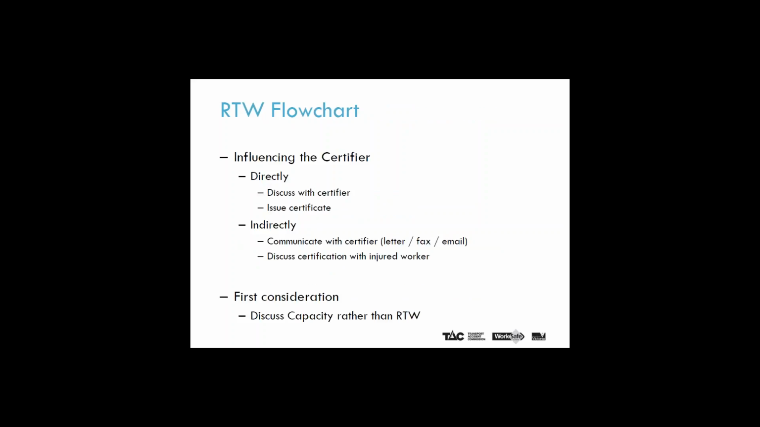A certifier can be influenced directly or indirectly. Direct methods include discussing with the certifier or issuing the certificate yourself. Indirect methods include communicating with the certifier with a letter, a fax, or an email. Alternatively, discussing appropriate certification with the patient, who can then discuss with the certifier, can be a very effective strategy. When engaging the certifier, it is important to put first things first. In other words, discuss the certified capacity first and foremost rather than the return to work. This will then ensure that certification considers capacity rather than being confounded with other factors that do not directly relate to the injury or capacity.